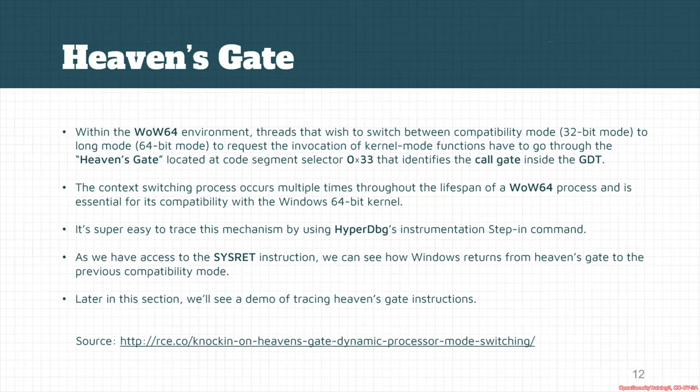In HyperDbg, it's super easy to trace these mechanisms. We have a command which we previously introduced. It's the instrumentation stepping command, or I command, in HyperDbg. And as we have access to both sysret instructions, we can see how Windows returns from a Heaven's Gate, and we can see how they implement the sysret instruction in the compatibility mode.